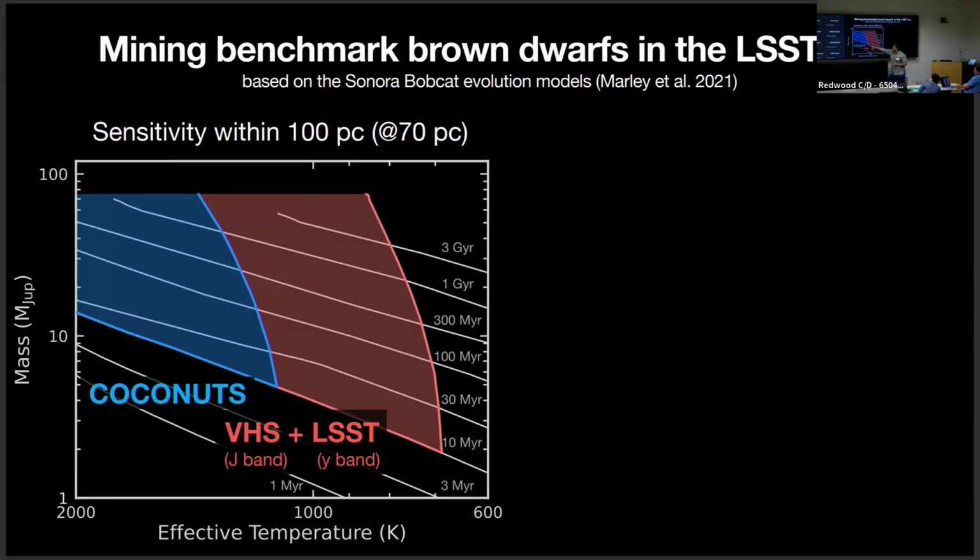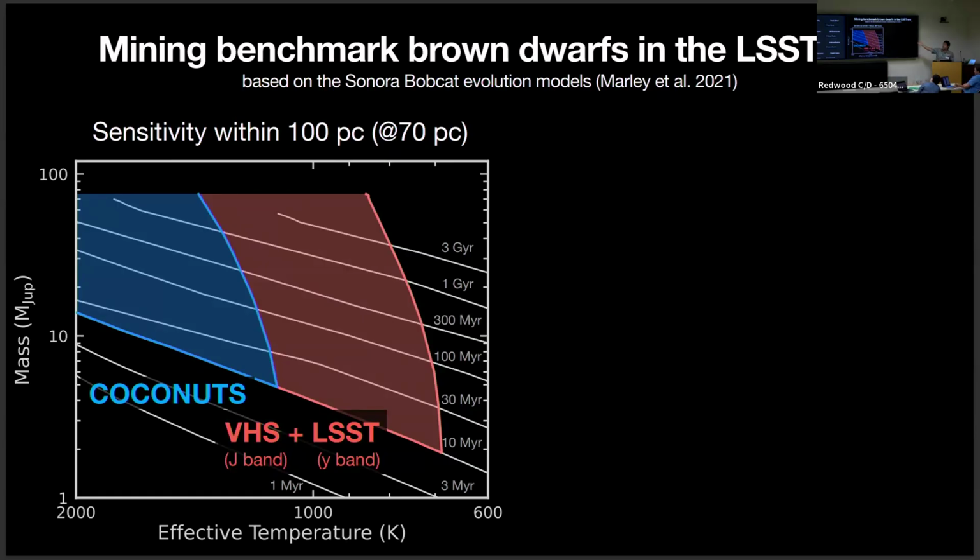The lower boundary of the blue area is defined by 10 million years, because within 100 parsec the youngest object is about 10 million years. This boundary is defined by the limiting magnitudes of the Y band of Pan-STARRS and also the W2 band of WISE. Given that LSST will have deeper Y band data, if we combine the LSST Y band plus the J band from the VISTA Hemisphere Survey, we'll be able to push the boundary to colder effective temperatures. That will give us some room for lower mass companions.